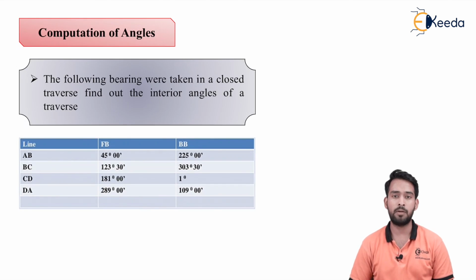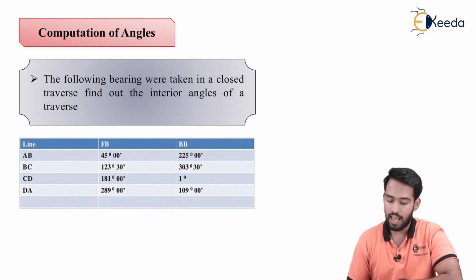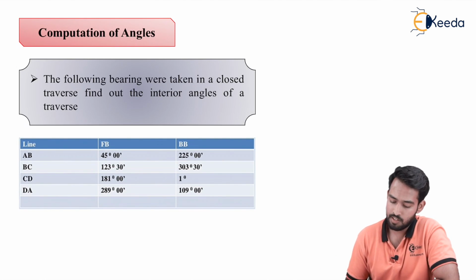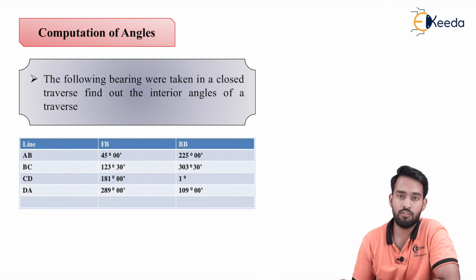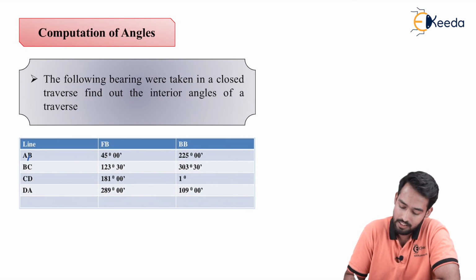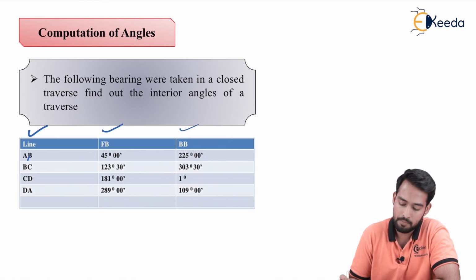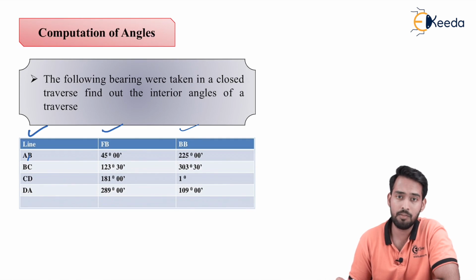Moving on to example number 2, as we can see on our screen, we have to find out the interior angles of the traverse from the following given table. In this table, line, forebearing and backbearing are given. So what will be our next step? Next, we have to draw a traverse by using forebearings and backbearings.